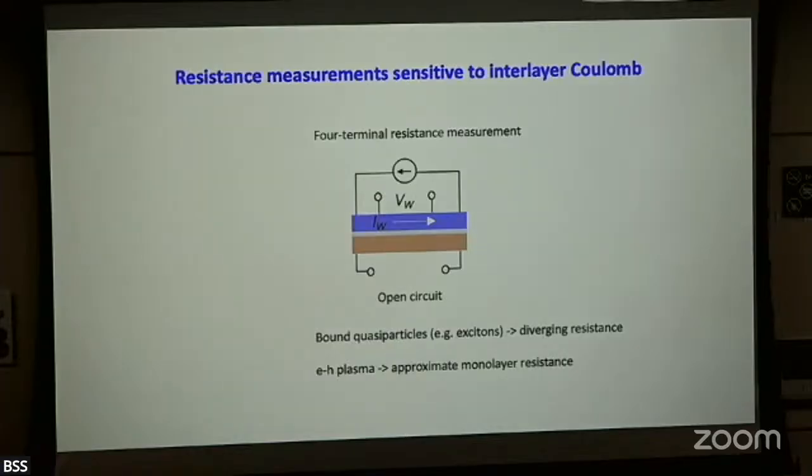Okay, so the measurements, I already talked about: we drive current in one layer and keep an open circuit in the other layer, and we measure the resistance in the other layer. And that resistance is sensitive to interlayer Coulomb interaction, right? We already saw.